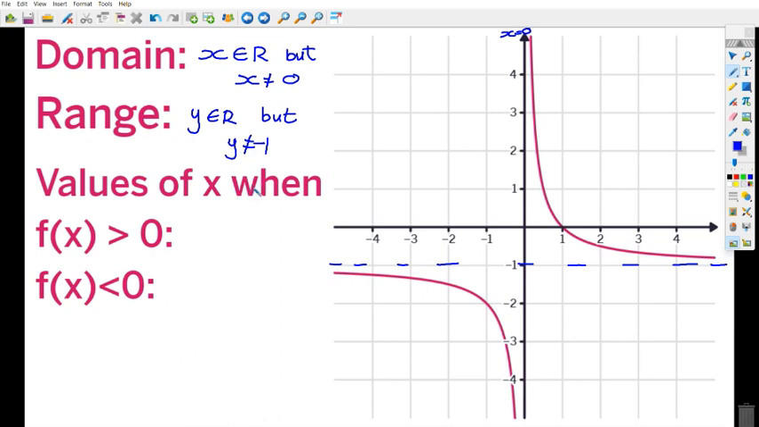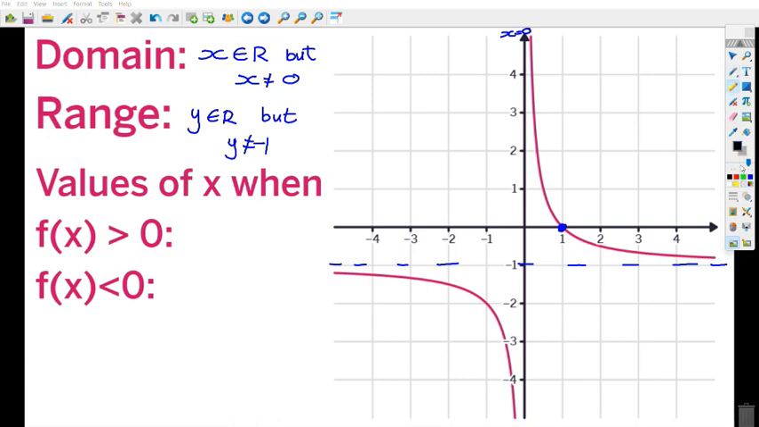Alright. Now, the values of x when f of x is greater than 0. I'm going to work a little bit faster. Whenever I see something like this, I go find my x-intercept first. There it is. Then they ask me, f of x is greater than 0. Is that above the x-axis or below? It's above.